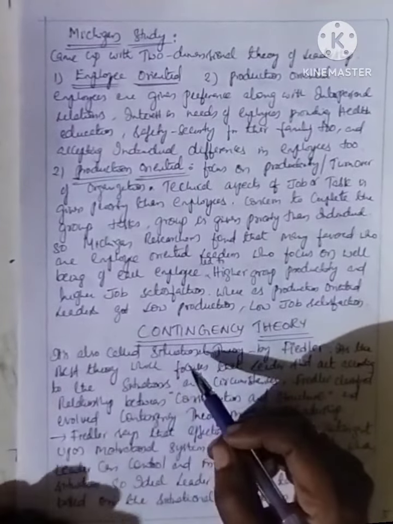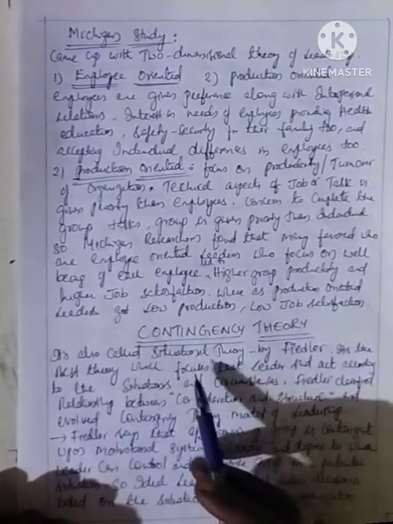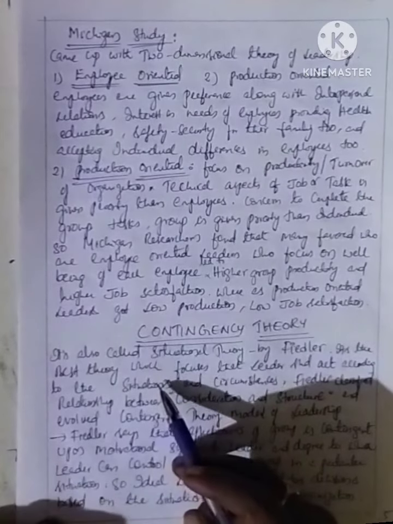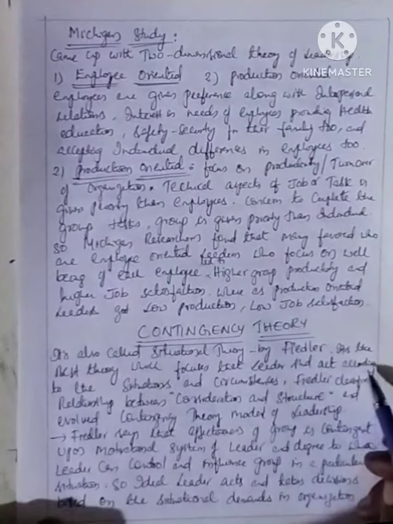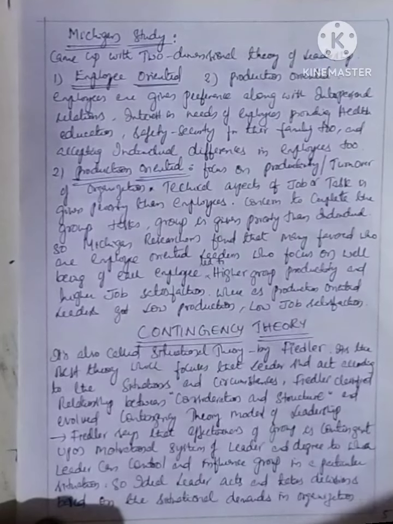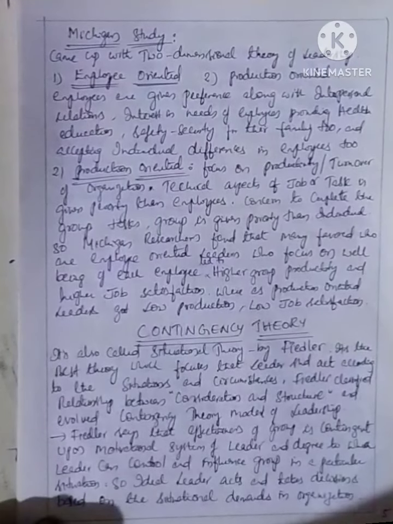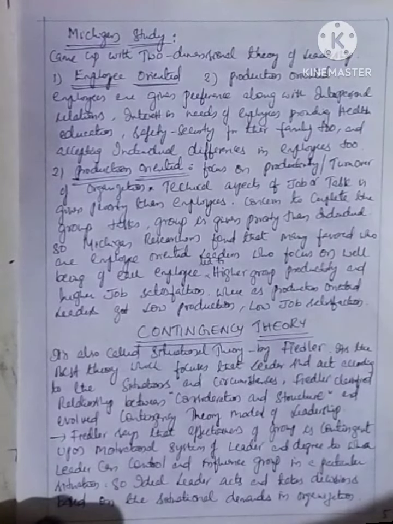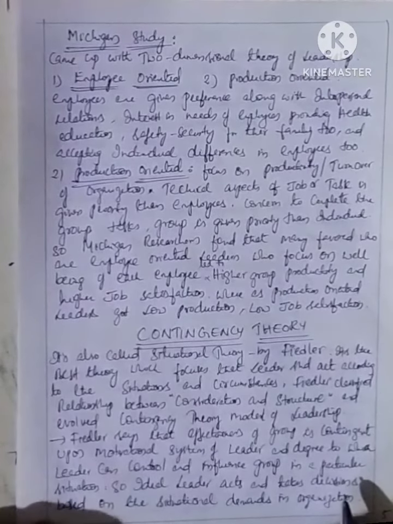The third important theory is contingency theory. It is also called situational theory, given by Fiedler. It is the best theory, which focuses on the idea that leaders should act according to the situations and circumstances. Fiedler classified the relationship between consideration and structure and evolved the contingency theory model of leadership. Fiedler says that the effectiveness of a group is contingent upon the motivational system of the leader and the degree to which the leader can control and influence the group in a particular situation. So, the ideal leader acts and takes decisions based on the situational demands in the organization.